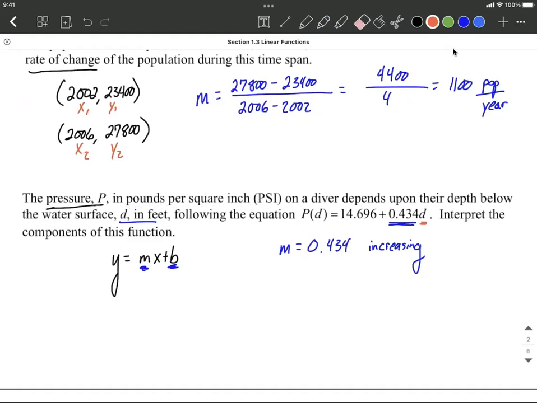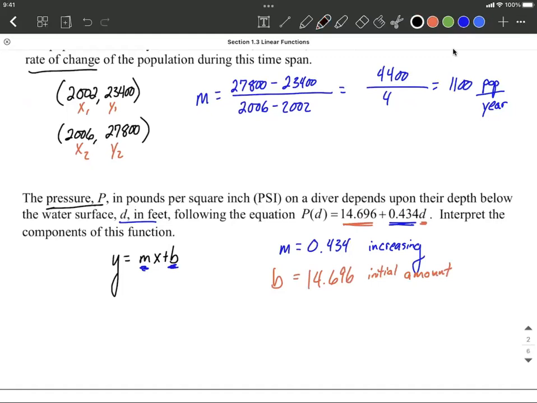All right, and then the other component is the 14.696. 14.696 is going to correspond with b. That's going to be the initial or starting amount. So before you go under the water at all, if we're above water, we automatically have 14.696 pounds per square inch of pressure on us without any added pressure.